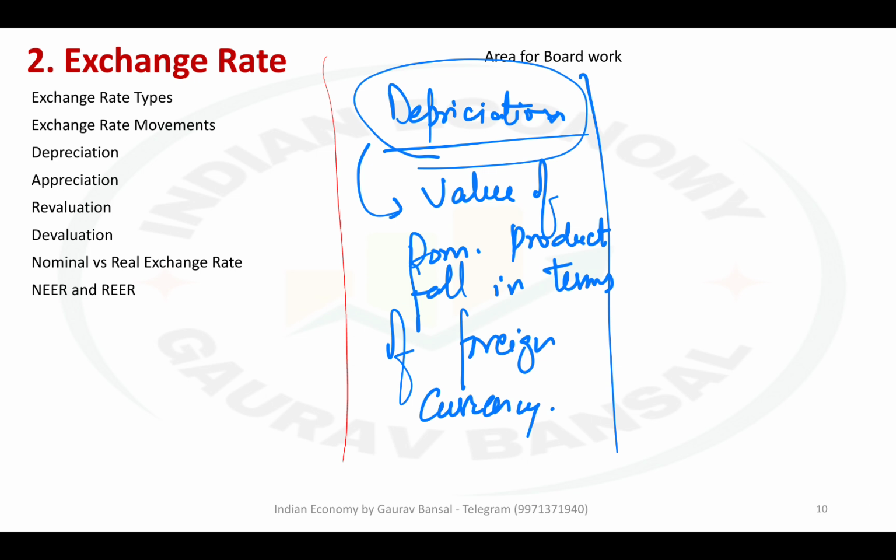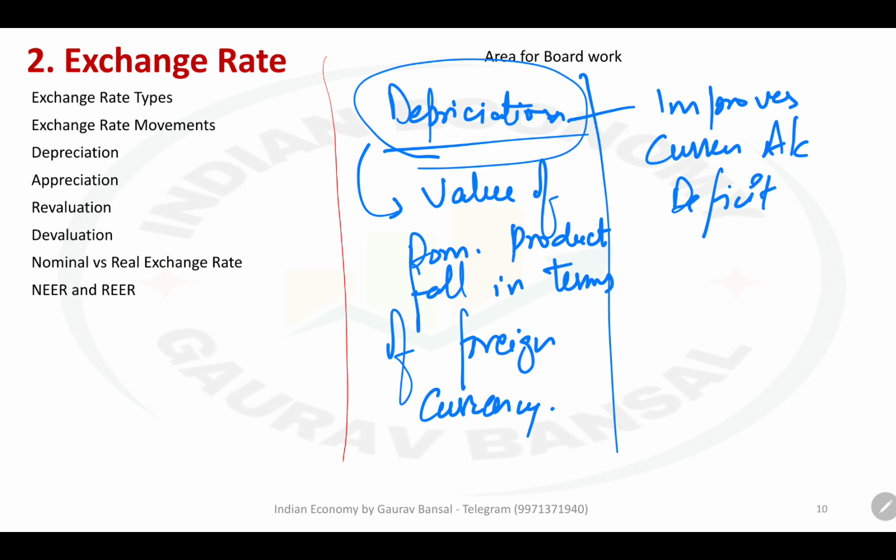So this is the benefit of devaluation. That is why China also does managed floating. China does not do devaluation. What China does is managed floating. Artificially it keeps the value of currency low. Whereas appreciation has opposite impact. Okay. So depreciation improves current account deficit. Okay, may even give you a surplus. Whereas appreciation is likely to worsen the current account deficit. So this is about exchange rate movements. We have discussed depreciation, appreciation, revaluation and devaluation here.